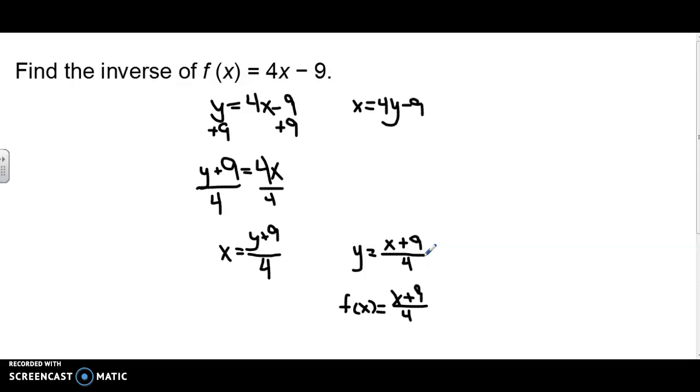Now, what is the inverse function? An inverse function is a reflection over the line y equals x. That is what an inverse function is, and that is what you're finding with these.